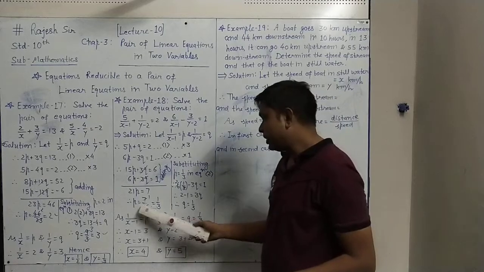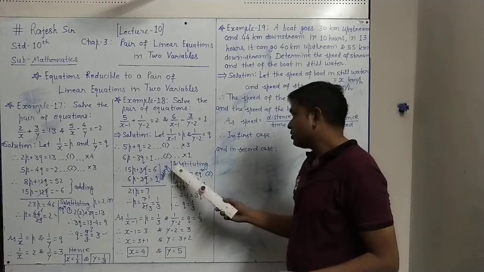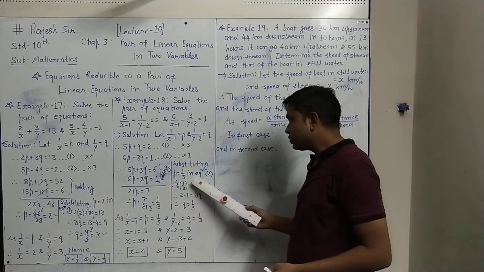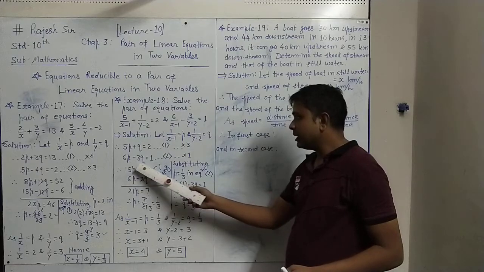Now this value of p equal to 1 upon 3 we can place in equation 1 or 2, any equation. So substituting p equal to 1 upon 3 in equation number 2 I have put. So equation 2 is 6p minus 3q equals 1.